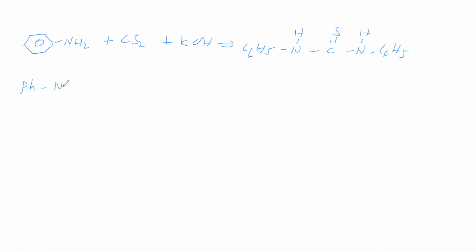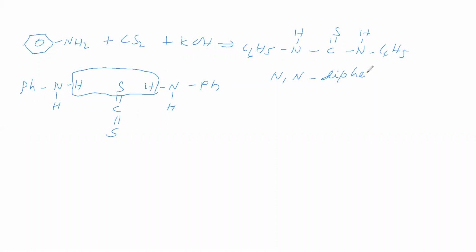So aniline we will write like this, and CS2 like this. Another aniline we will take. So we remove H2S here, and we got this one. Now this C6H5 is called phenyl. Phenyl is attached to N, and this phenyl is also attached to N. So this name is N,N'-diphenyl. And regarding the CS, it is called thiourea.